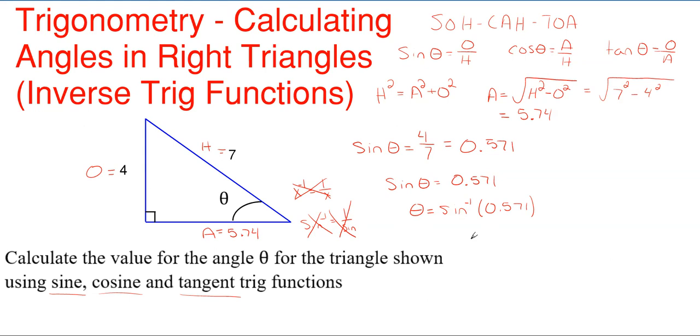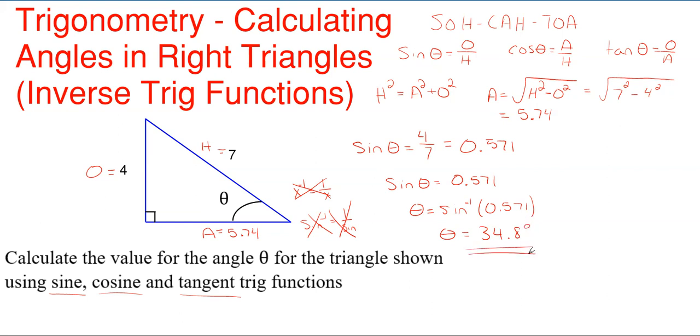Most of the buttons on your calculator will show sine, cosine, or tangent. And then you have to either press them twice or do some kind of operation so that you see sine inverse, cosine inverse, and tangent inverse. That's what you want to utilize to solve this. So when you take the sine inverse of this 0.571, this angle pops out to be 34.8 degrees.